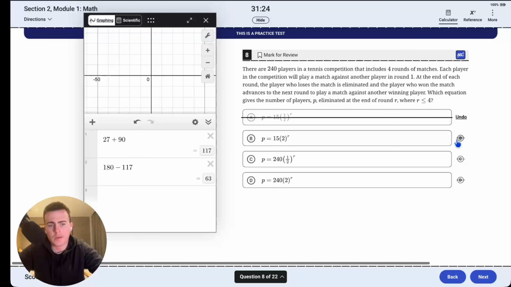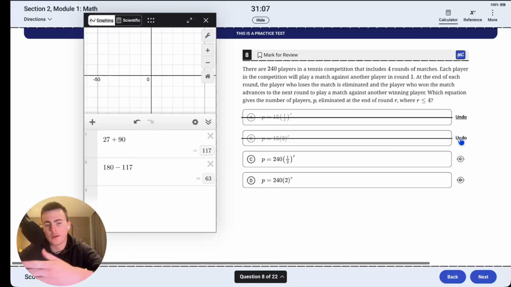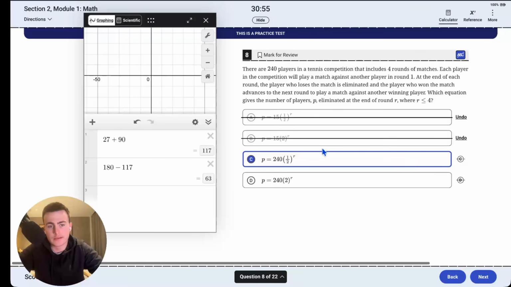Okay, so, well, you start off with 240, so I guess you can just eliminate A and B. And then there's 4 rounds of matches. And at the end of each round, the guy who loses is out. The guy who wins advances. So basically, every time 1 goes up in the X value, you should be halving your competition pool. So it should be like 240, and then after round 1, 120, after round 2, 60, after round 3, 30, so on and so forth. So I'd probably say it's C, I guess.